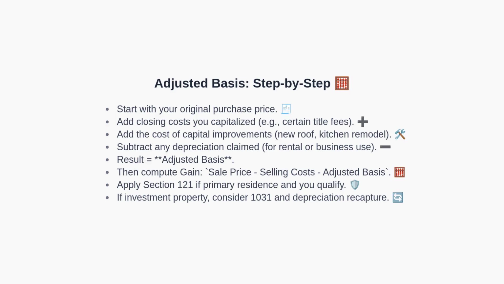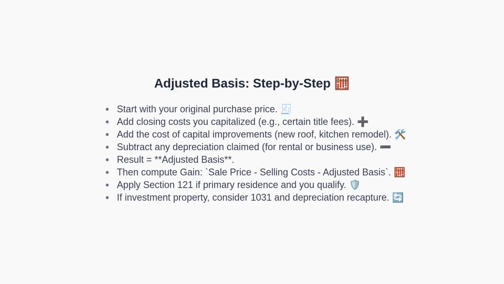After seeing examples, here's the step-by-step method to compute your adjusted basis. First, start with your original purchase price. Next, add certain capitalized closing costs where appropriate. Then, add the cost of capital improvements, such as a new roof or a permitted remodel. After that, subtract any depreciation you have claimed if the property was used as a rental or for business. The result is your adjusted basis. Now compute gain by taking the sale price and subtracting selling costs like commissions and transfer taxes.